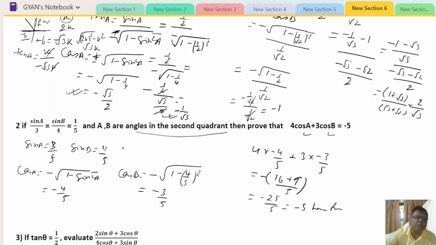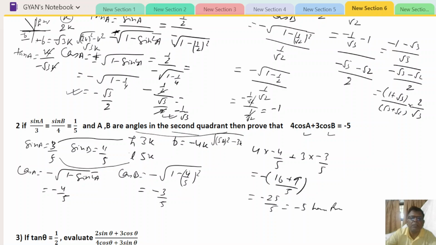Now you can use the LBH method also. So 3 will become 3K, this becomes 5K. Which one is H? Which one is L? So B will be 4K, negative, because it is in the second quadrant. How 4K? 5K square minus 3K square. So that is equal to minus 4K. So cos A is B by L, that is minus 4 by 5. Same thing we got, no? Same thing we got. Similarly, you get for this one also, and you can calculate. That is not an issue.